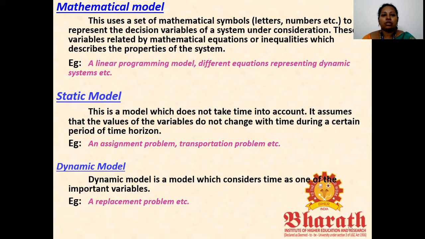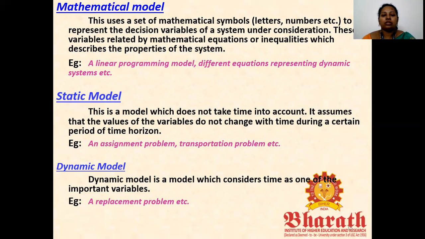In a static model, the model does not take time into account. It assumes that the values of the variables do not change with time during a certain period of the time horizon. This may be an assignment problem, transportation problem. It is only based on what our requirement is. We don't bother about the time. Once we find the shortest route, then that may be the best solution.